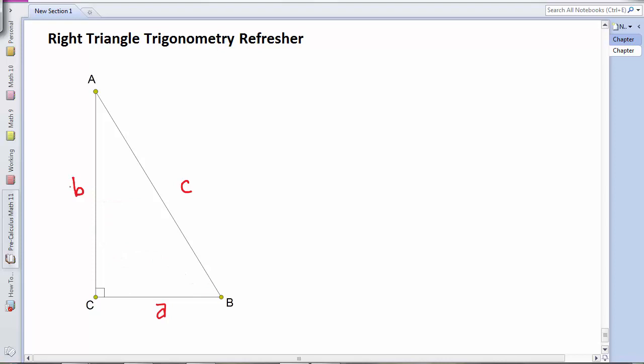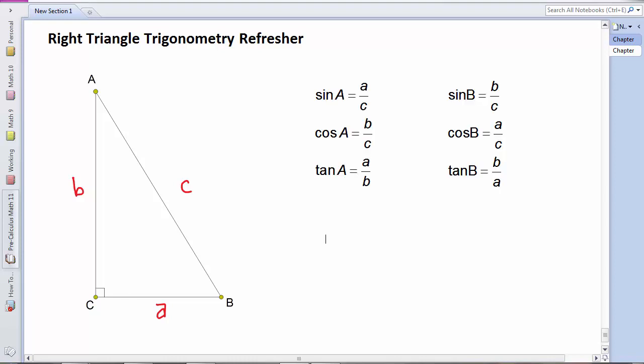angle B. When we write the trig ratios of angles A or B, we can write them as sine of A is a over c, instead of using opposite, adjacent, and hypotenuse.